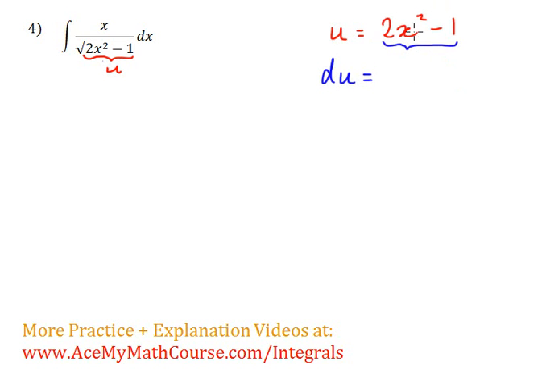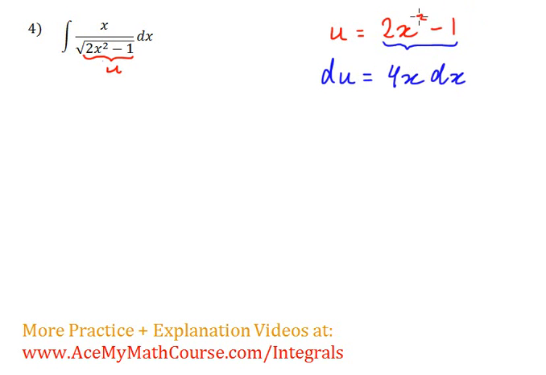Okay, so what is the derivative of 2x squared? If you answered 4x, you are correct. If you answered anything else, you'd be wrong. So we're going to write 4x dx. Why is that again? Why is 4x the derivative of 2x squared?